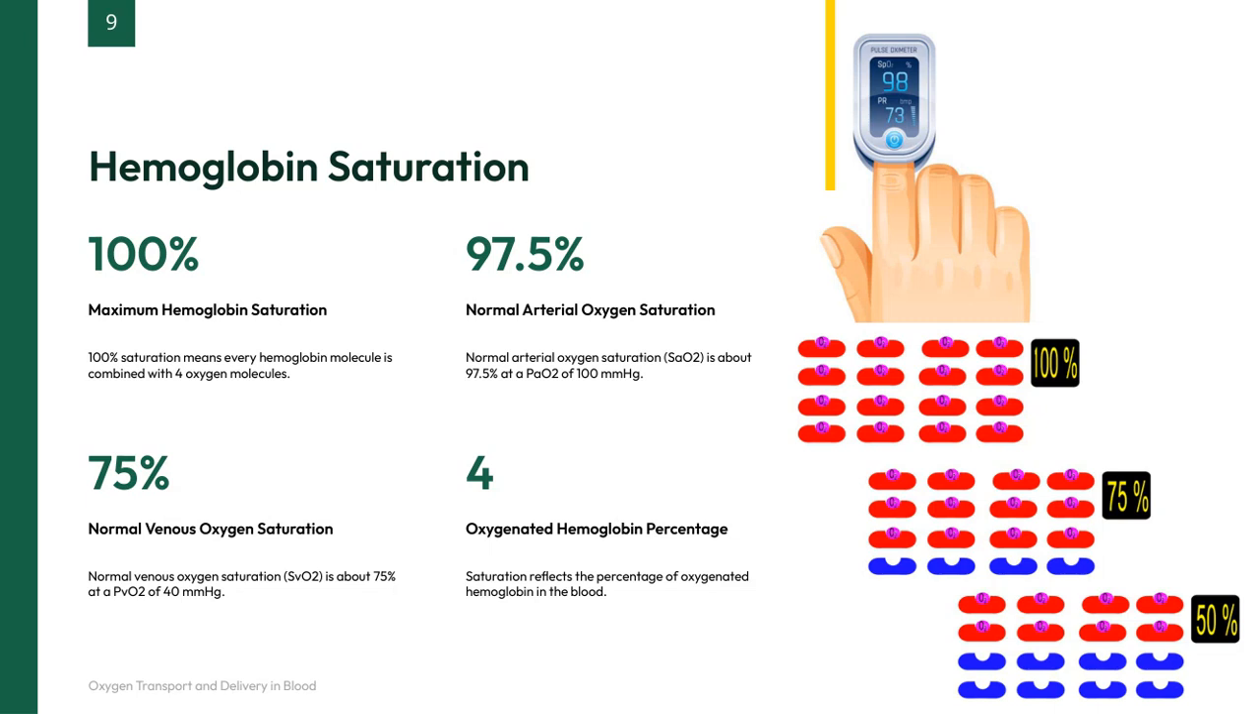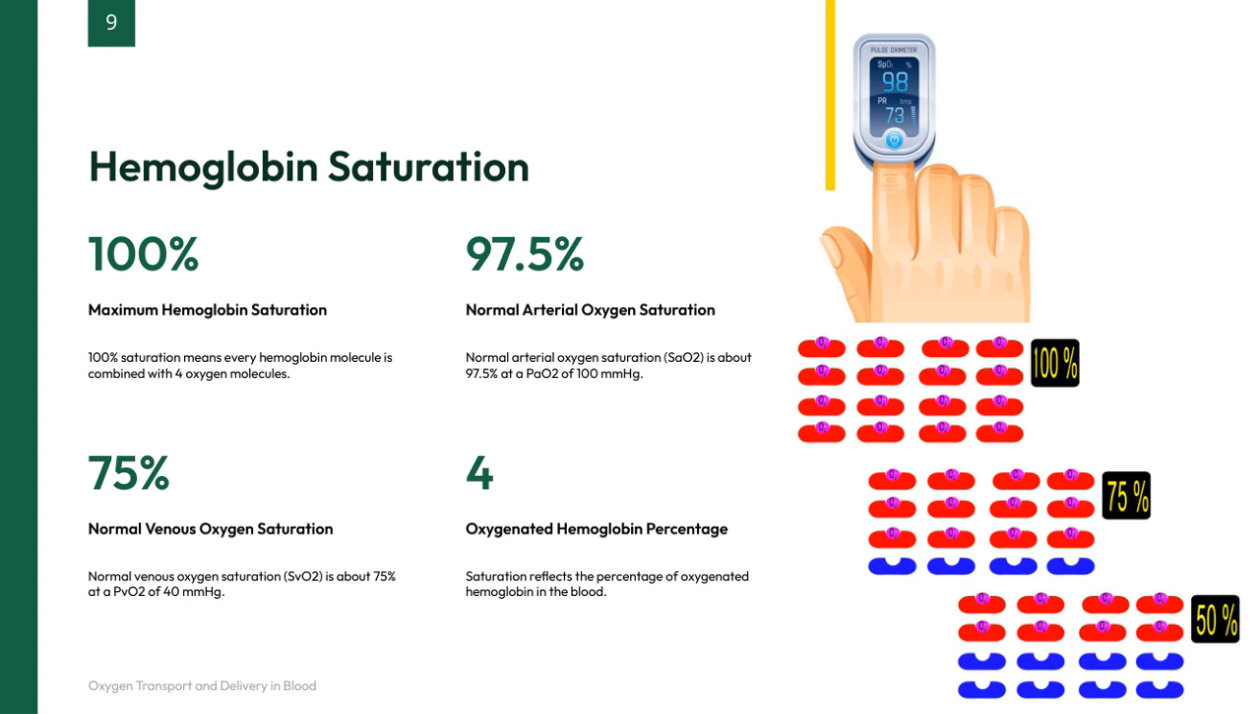Let's talk about how oxygen is transported and delivered in the blood. The key term here is saturation, which tells us the percentage of hemoglobin molecules that are bound with oxygen. When we say oxygenated hemoglobin percentage, we're referring to how much hemoglobin is carrying oxygen at any given time. In normal venous blood, the saturation is about 75% when the partial pressure of oxygen, or PVO2, is around 40 mmHg. This means that even in venous blood, a significant portion of hemoglobin still carries oxygen, but it's less than what's seen in arterial blood.